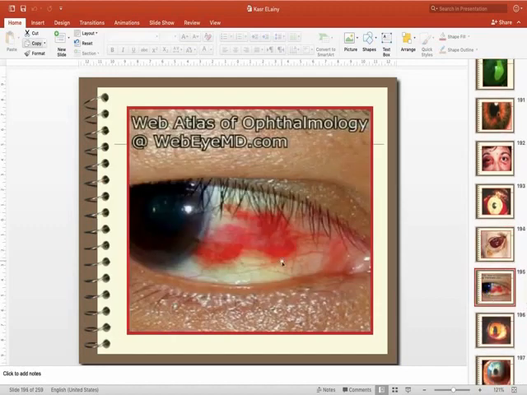Again, subconjunctival hemorrhage, but in this photo we can see the posterior border of the subconjunctival hemorrhage, which rules out a fractured base of the skull, and we can search for other causes like trauma, uncontrolled hypertension, bleeding profile, and so on.